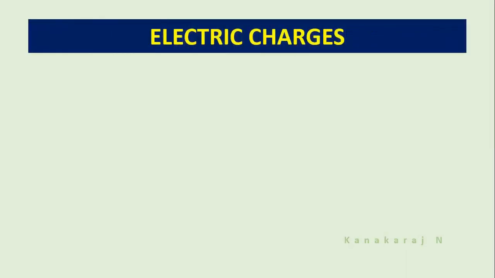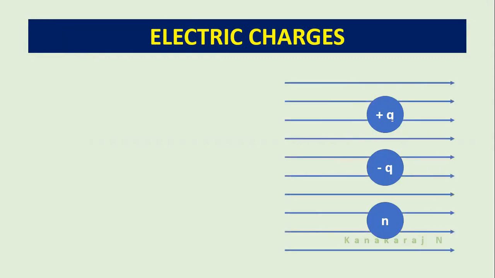Let us learn first about what is electric charge. Here there are charges: positive charge, negative charge, and a neutral charge. Three particles, different charges. They are placed in a uniform electric field, E vector.